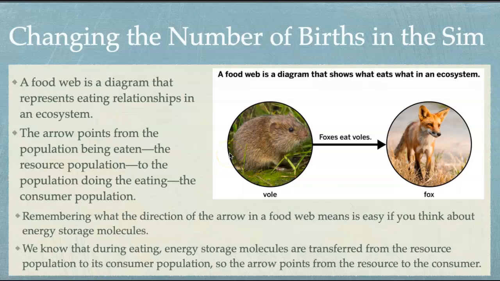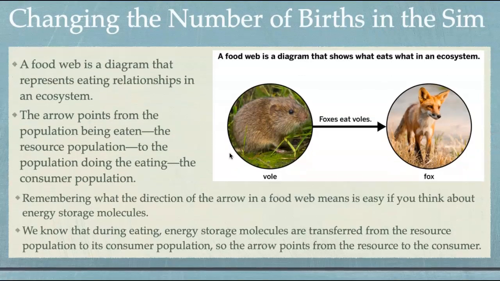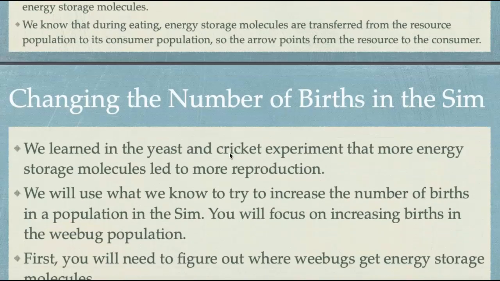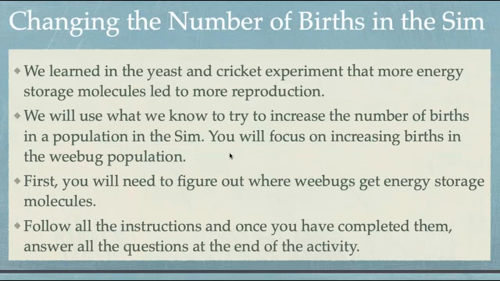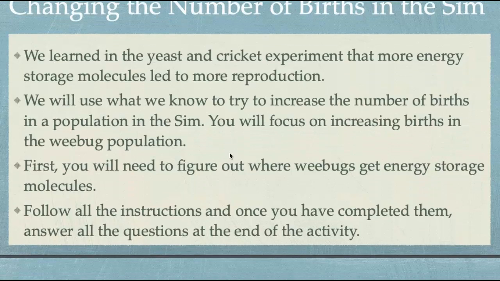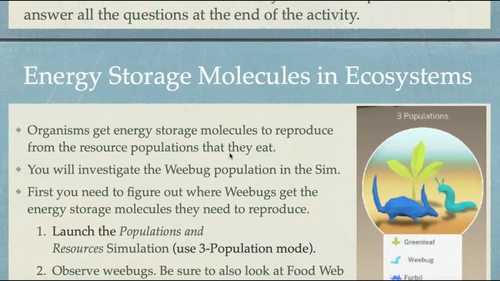What you guys are going to do is play around with the simulation. You're going to see what happens to the food web as you change things in it. You're going to increase the births in the population in the sim, focusing on the WeBug population. First, you'll need to figure out where WeBugs get energy storage molecules. Follow all the instructions, and once you've completed them, answer all the questions at the end of the activity.